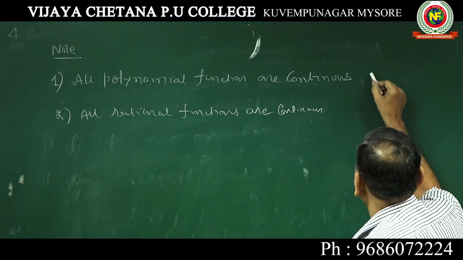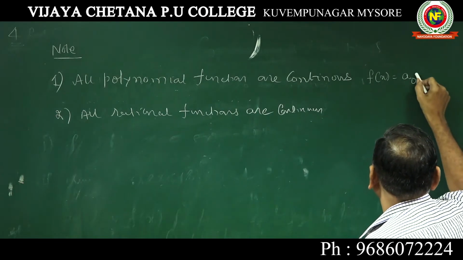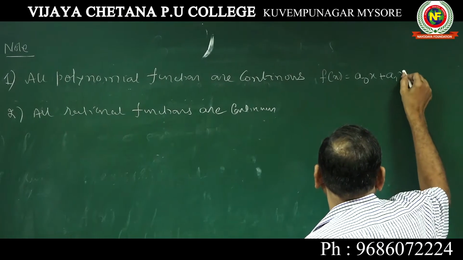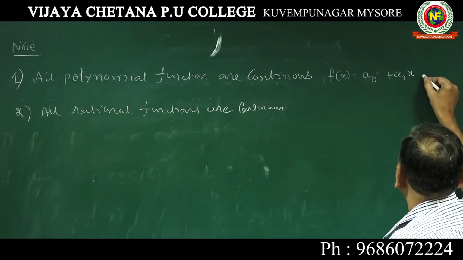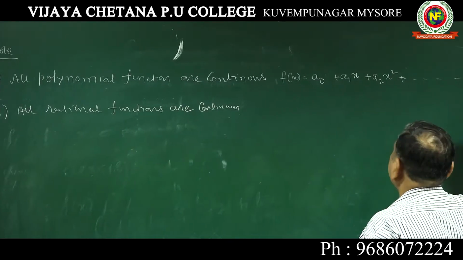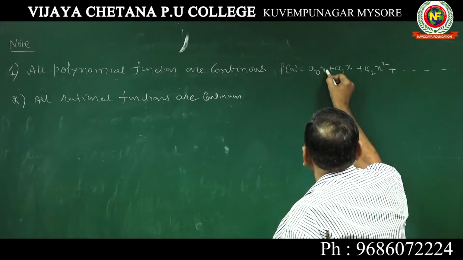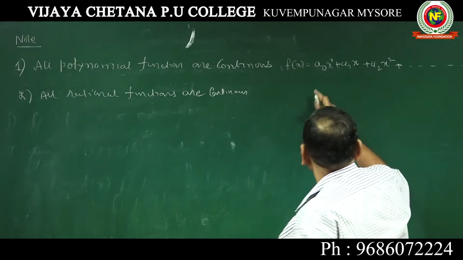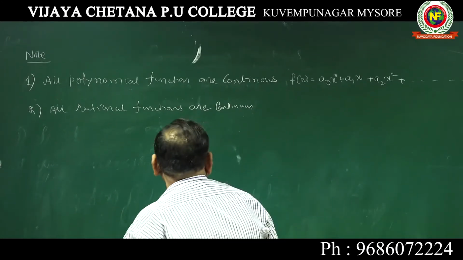Polynomial function: I told you f of x is equal to a0 plus a1x plus a2x square, and it goes on with higher degrees. That is a polynomial function. Here x to the power of 0 is degree 0. These are all called polynomial functions. All such functions, say 2x plus 3 or 2x square minus x, are continuous.